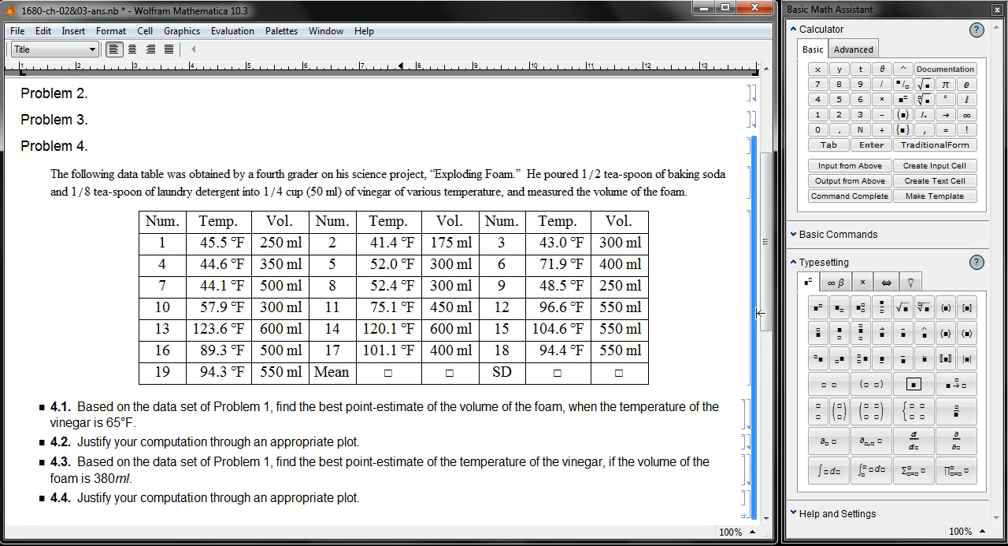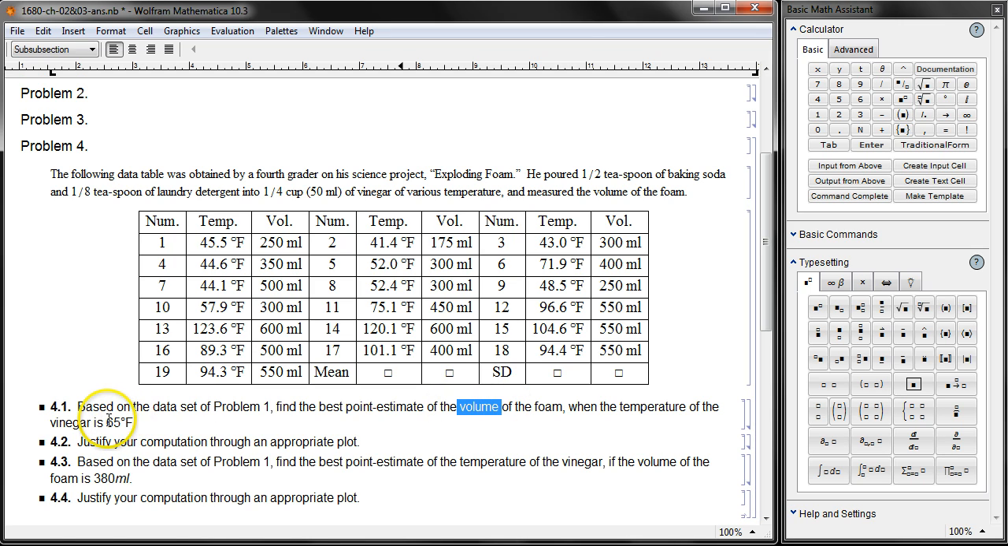Here we go. Based on the data set of problem 1, the first problem, which is given again here, find the best point estimate of the volume of the foam when the temperature is 65 degrees. Nothing is accurate in statistics. Nothing is absolute. Everything has an error. Everything is an estimation, but not every estimate is the same. There is a better estimate, and there is a worse estimate, and there is the best point estimate. That's what we are trying to find out.